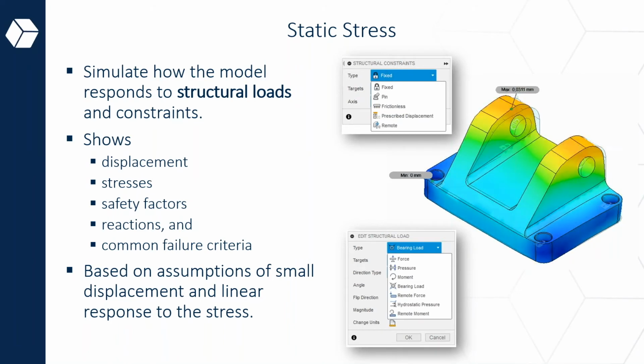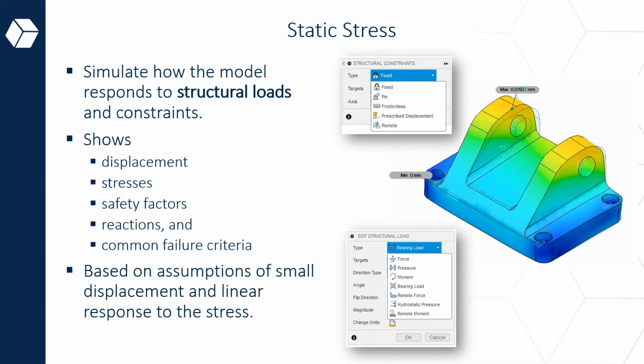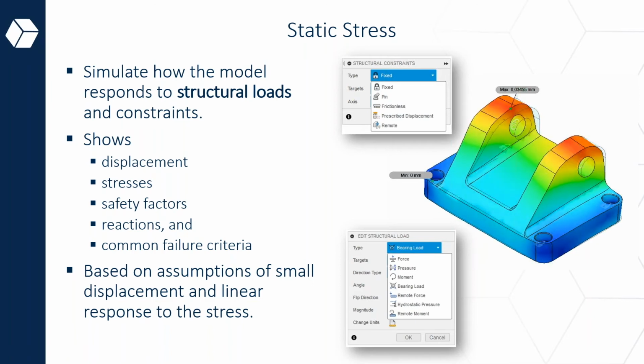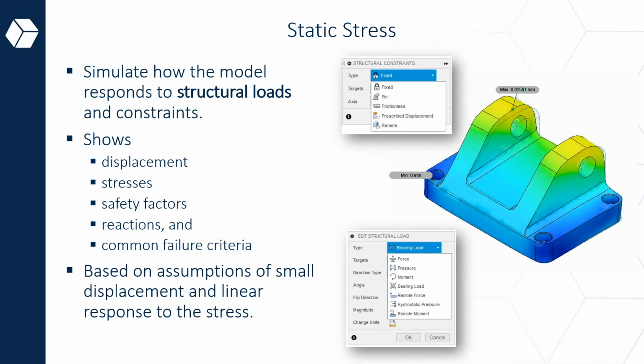It gives you the displacement, the stresses, the safety factors, the reactions, as well as the common failure criteria when you run such a simulation. As you can see on the right-hand side, the graphic shows a little idea of how a static stress simulation, along with its constraints, is performed. Now, the assumption here is that it is a small displacement and the response to the static stress is linear.